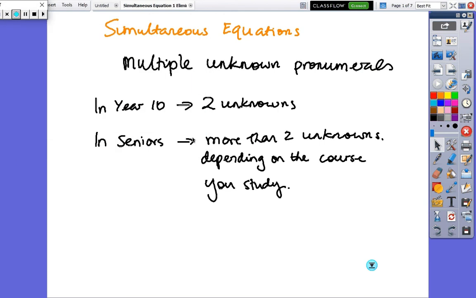Hi, we're just going to be doing simultaneous equations, and we use simultaneous equations when we have multiple unknowns. In year 10, it's normally just two unknowns, but in seniors you can have more than two, but normally you do up to three. So we're just going to be looking at two unknowns. Copy that and come across.